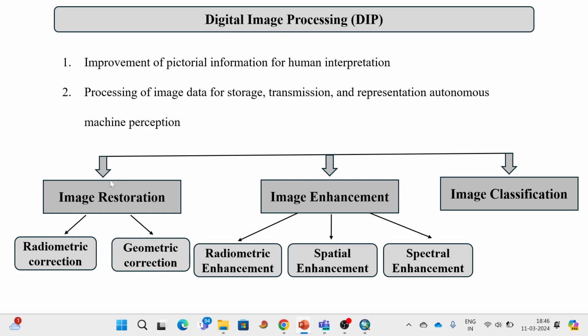Then we have to restore the image, and the second step is image enhancement. After restoration you have to enhance the image so that you can better identify the features. And the third step is image classification, so you can classify the features which are within the image. These are the three steps. One by one I'll go through this.